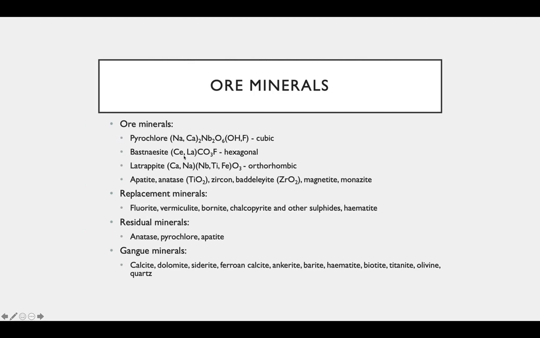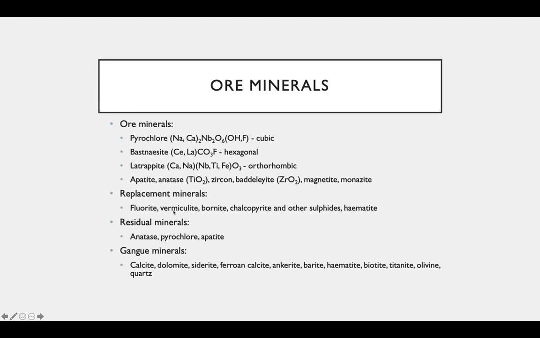Bastnaesite, cerium lanthanum, latrappite, calcium, sodium, niobium. This is orthorhombic. We've got it as carbonates or as oxides, so it's quite easy to get high concentrations of these particular rare earths. We also get apatite, so phosphate, anatase, titanium oxide, and then we can also get zircon, baddeleyite, so zirconium-rich concentrations, as well as magnetite or monazite, where we can get other rare earth elements.